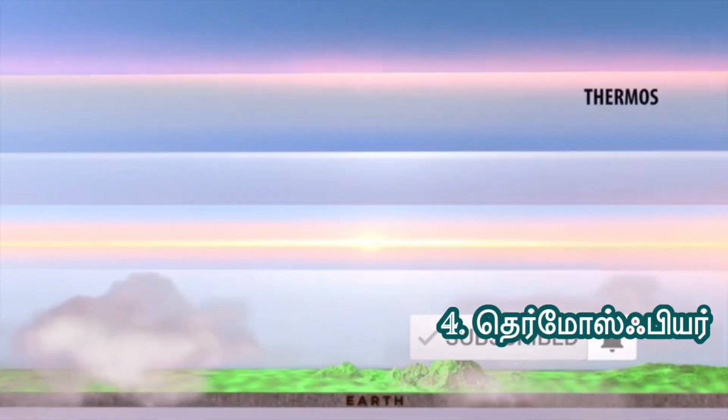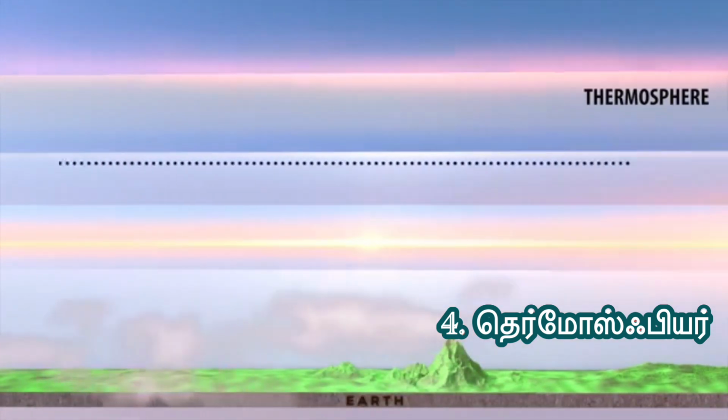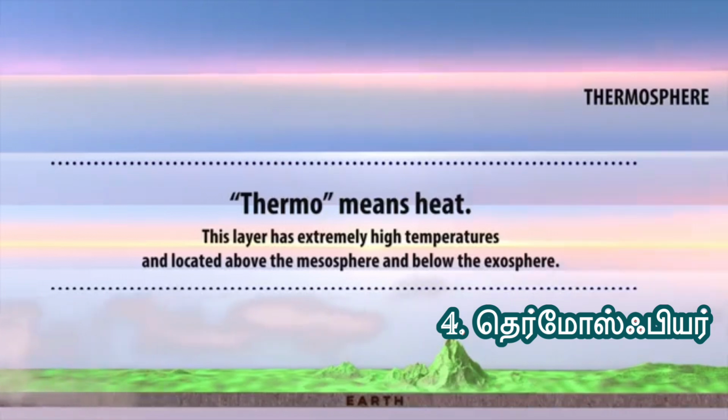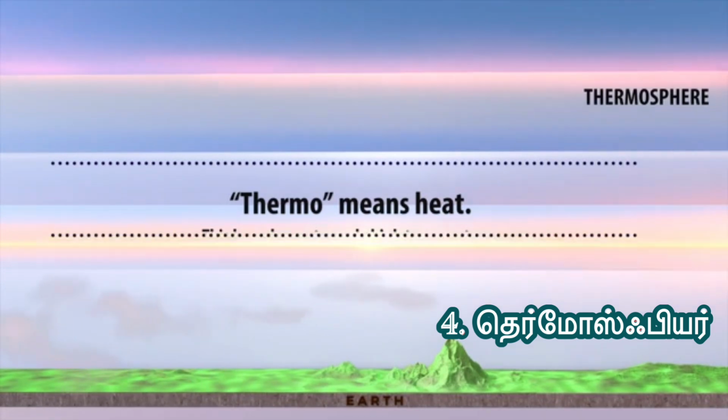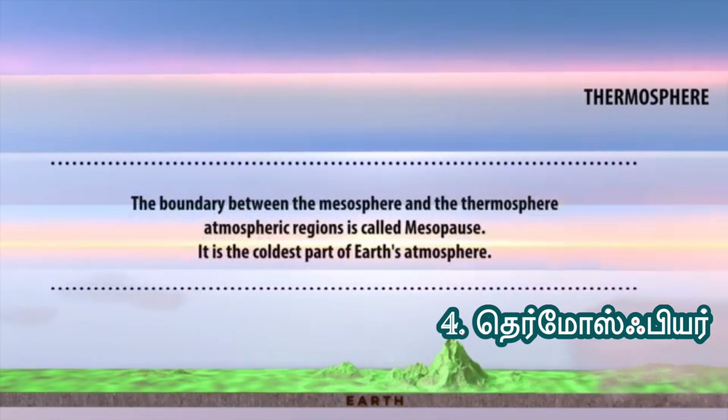That's why it's called a middle layer. And now we're going to see the fourth layer, that is the thermosphere. Why do we say thermosphere? Thermo, as we studied in thermodynamics, means thermal-based studies. Thermal means temperature, heat. So this layer has the highest temperature compared to other layers. The temperature may be more than 1200 degrees Celsius. That's why we call it the thermosphere.